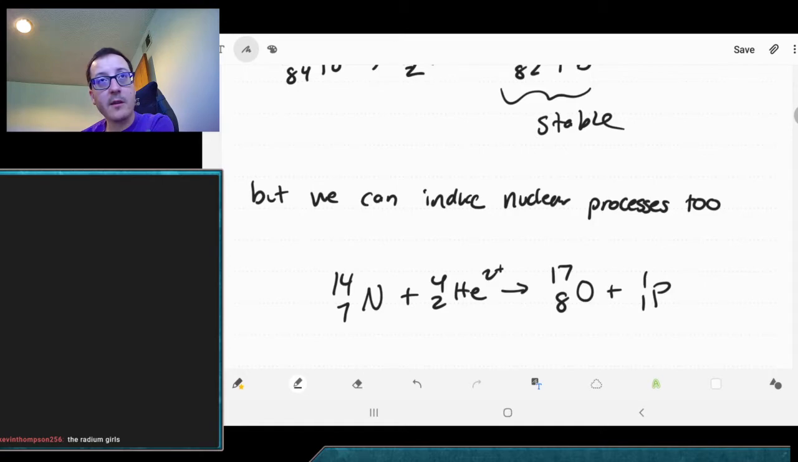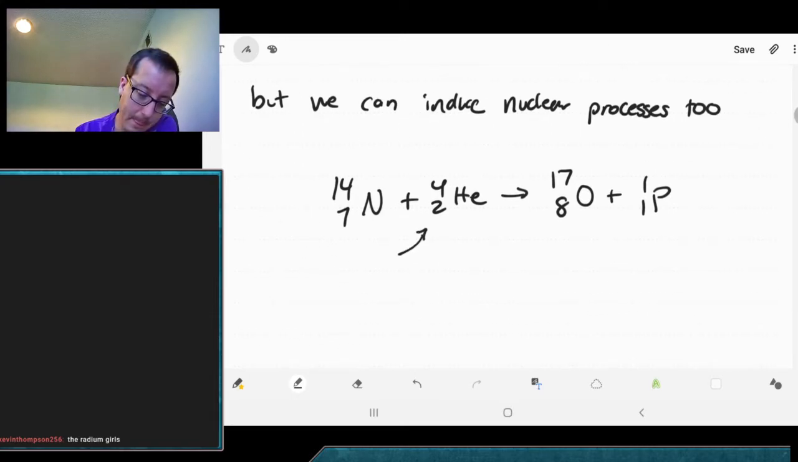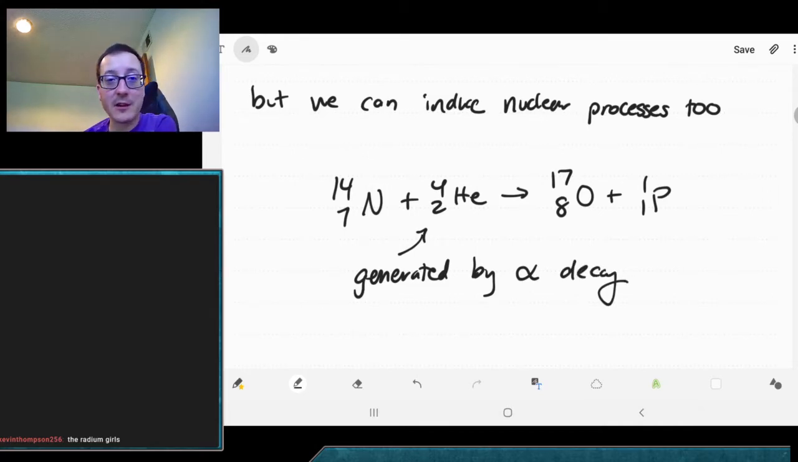It's not an actual atom of helium. We're just looking at nuclei, right? So it's an alpha particle. This can be generated by alpha decay. We can use a radioactive material as a source of alpha particles.